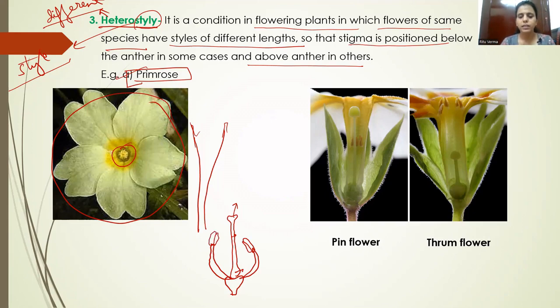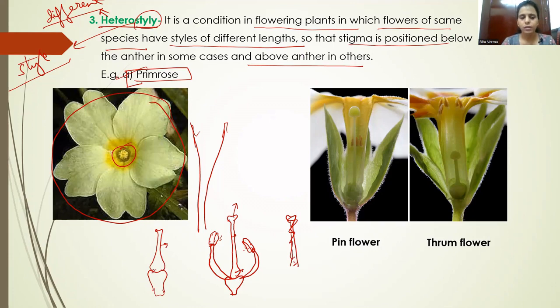Okay, so these anthers here, even if they produce pollen grains, the pollen will not reach or fall on the stigma, because the stigma's position is actually high in the flower. Okay, and then maybe in the second flower, in any other flower of the same species, the size of the stigma or the size of the style is lesser.